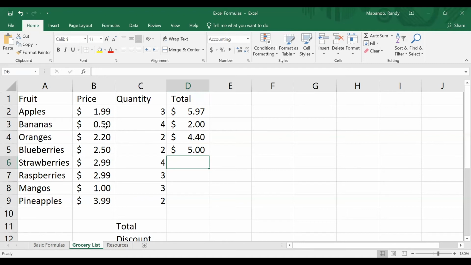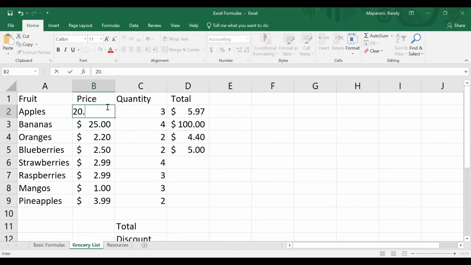Let me go ahead and start with these bananas and I'll update it to $25 a pound. And I'll hit enter there. And notice that it recalculates here. So it's now $100. $25 times 4 equals $100. I'll go ahead and update the price of the apples here. Now they're $20. And I'll hit enter. But notice here, the total for the apples did not update.